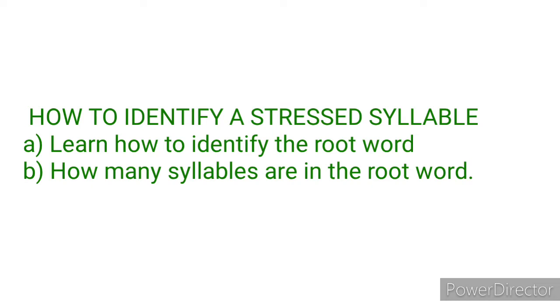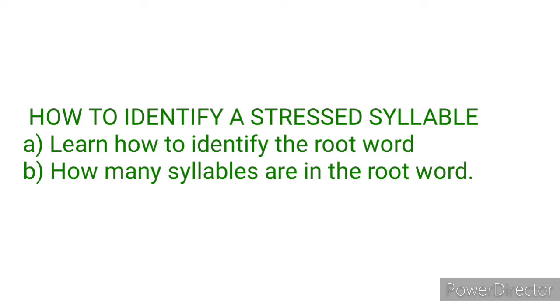After you've identified the root word, the next thing you should do is to check how many syllables the root word has. For example, the word understand has 3 syllables. Comfort has 2 syllables. Nation has 2 syllables. Now let's see how to identify the stress level in a bi-syllabic word, that is, a word with 2 syllables.